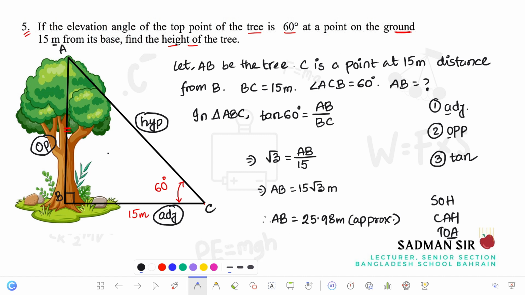So using the concept of trigonometry, we can easily find out the height of a tree. That is one of the practical uses of trigonometry. I hope it is clear.